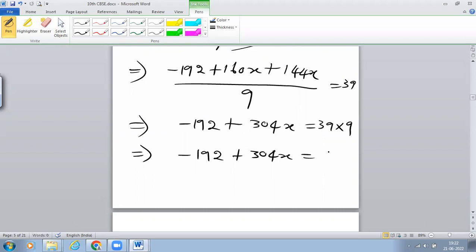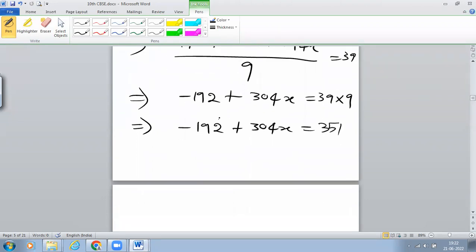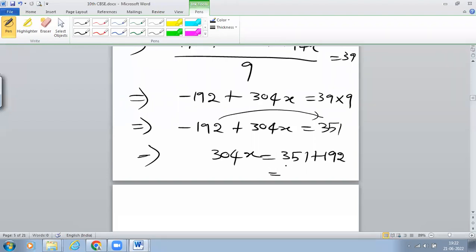351. Arima, what is 9 into 39? 351. Very good. Now, take this minus 192 to the right hand side. So 304 into x is equal to 351. This minus 192 becomes plus 192 when taken to the opposite side. What is 351 plus 192?